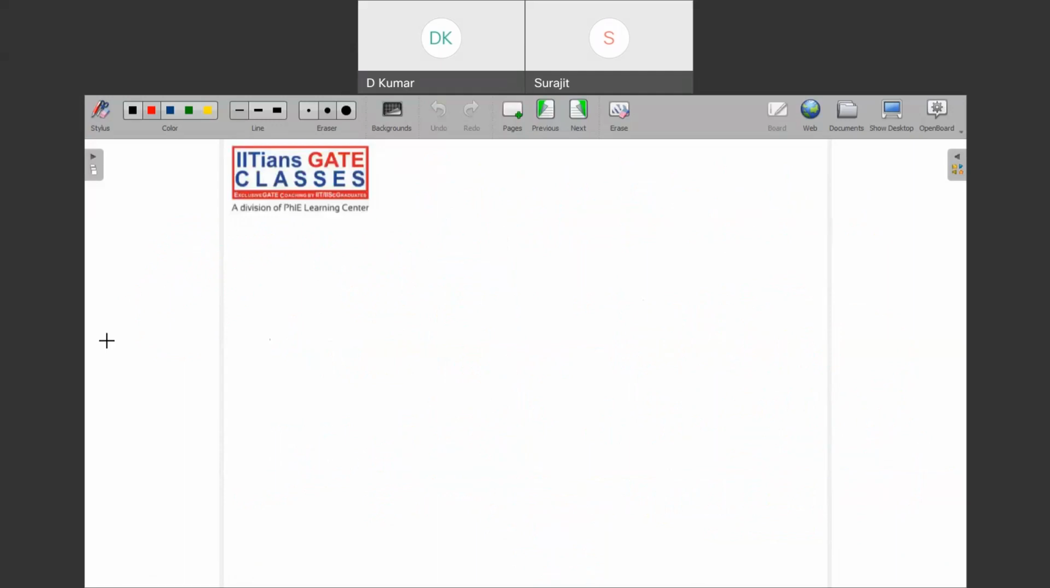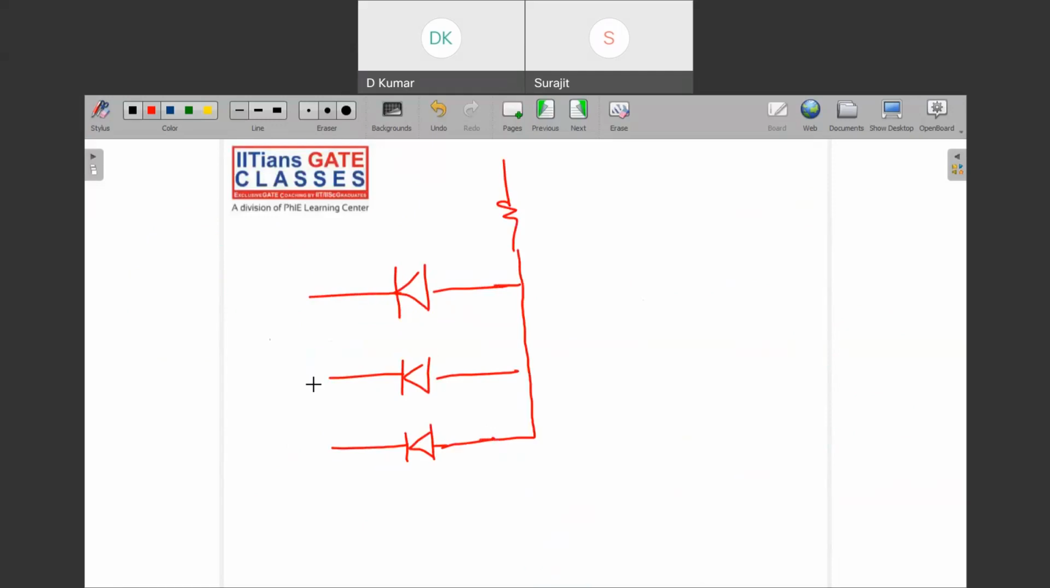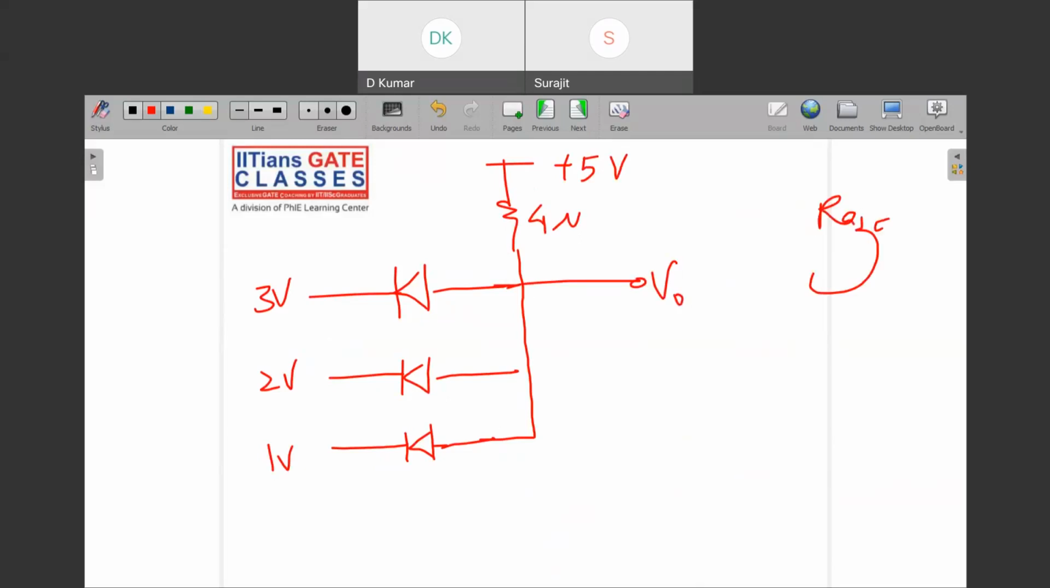Next, one more problem is there. Suppose this kind of problem is there. This time the diode is pointing toward the input, because you might have seen this kind of circuit in digital gates. 3 volt, 2 volt, and 1 volt, and 4 ohm. All these problems are taken from Sedra only. Sedra and Razavi, two books are very good.